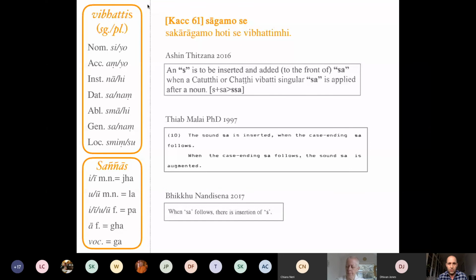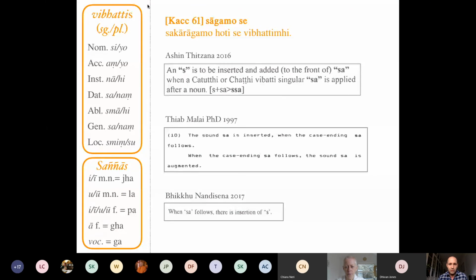Here you can see three different translations of the rule, and that is what you will find in extenso in the handout. In the handout I have given the full translation, with the full translation of the Vutti, of Shin Titsena's translation, Venerable Tiapmalai's translation in his PhD, and Bhikkhu Nandisena's translation. I wanted to show these translations for various reasons, and one is simply to show how difficult and challenging translating the Kaccāyana actually is. And you can see that these three translations are translating exactly the same bit of text, which is what you find on the top, Sagamo se, plus the Vutti or gloss, Sakaragamo hoti se vipattihi.